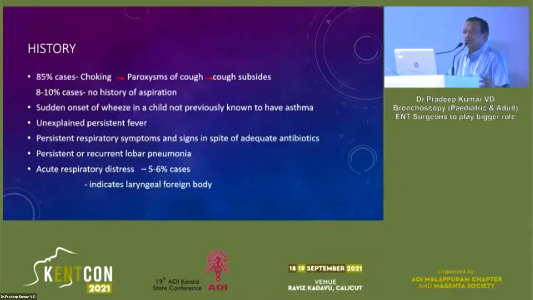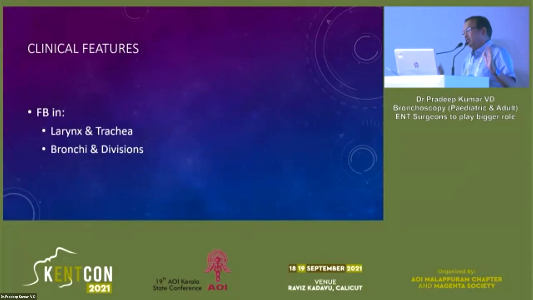A sudden onset of wheeze in a child not known to have asthma previously should raise suspicion of a foreign body in the bronchus. Also suspect it in unexplained fever, or persistent or recurrent lobar pneumonia. Acute respiratory tract obstruction occurs in 5 to 6% of cases. Clinical features are typical: foreign body in the larynx and trachea is one group, and in the bronchial divisions another group.